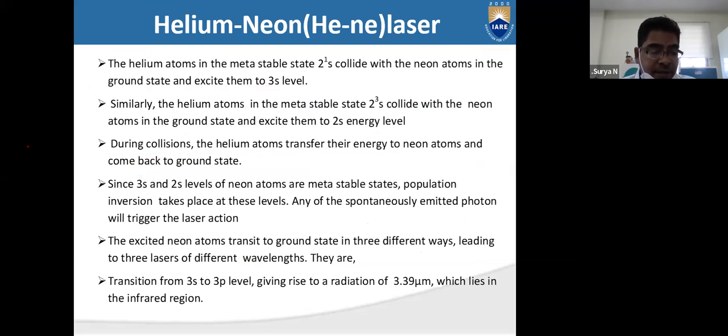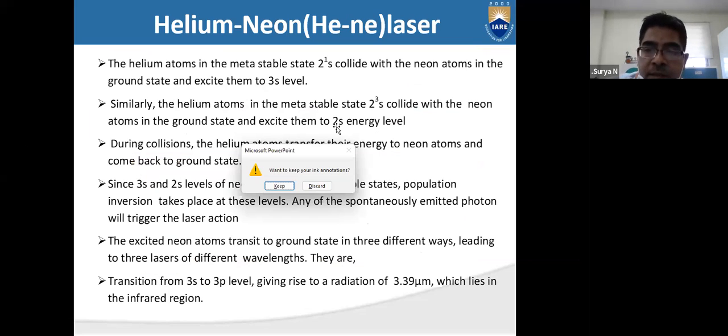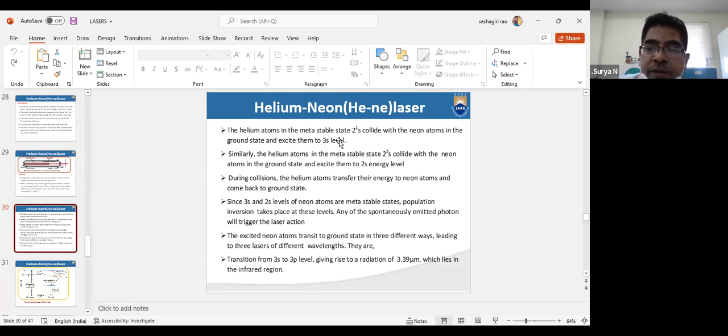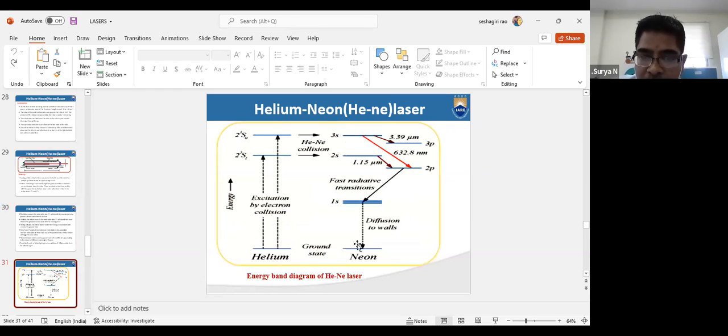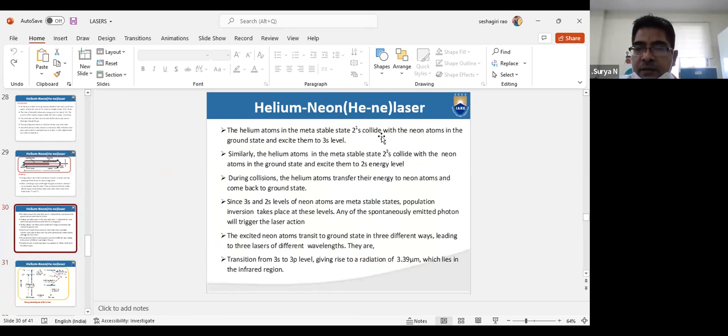Now let us see the actual mechanism. The helium atoms in the metastable state 2,1s collide with the neon atoms in the ground state and excite them to the 3s level. So this is your helium and this is your neon. The helium atoms are excited to 2,3s1 and 2,1s0.